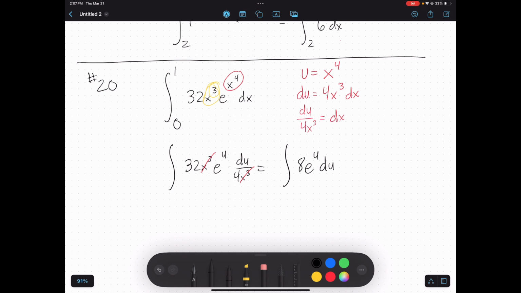Now, I kind of dropped the bounds here. Don't forget that when you use integration by substitution, you do have to switch the bounds. You have to switch the bounds in terms of u. Well, if I plug my lower bound into my substitution, I get 0 to the 4th, which is just 0. If I plug my upper bound into my substitution, I get 1 to the 4th, which is just 1. So it turns out my bounds don't actually change. And then you can finish your definite integral from there. So number 20 is not integration by parts. It's integration by substitution.